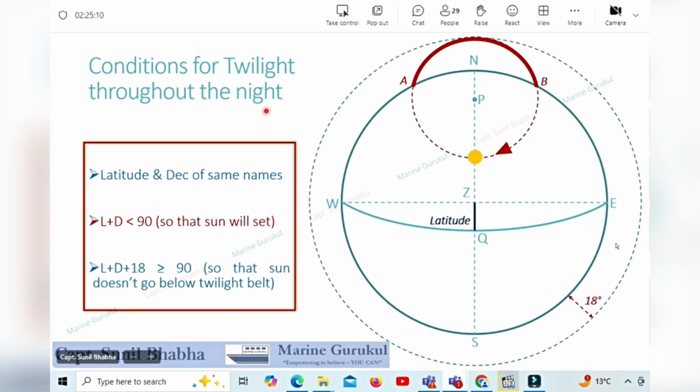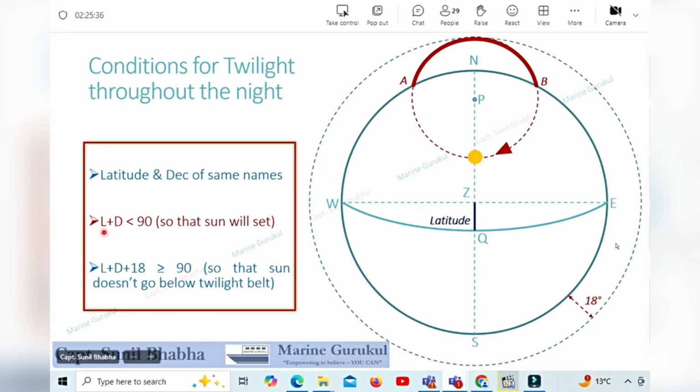Now you should remember the conditions which make this phenomenon possible. For twilight to continue throughout the night, one thing you can notice here is the latitude and declination should always be of the same names. This is the first condition to be met: the latitude and declination should be of the same names.